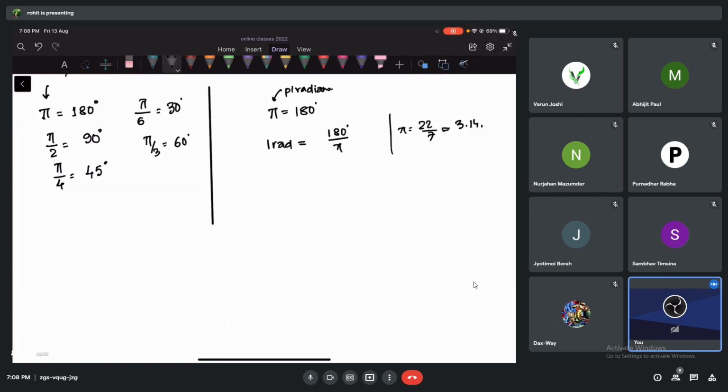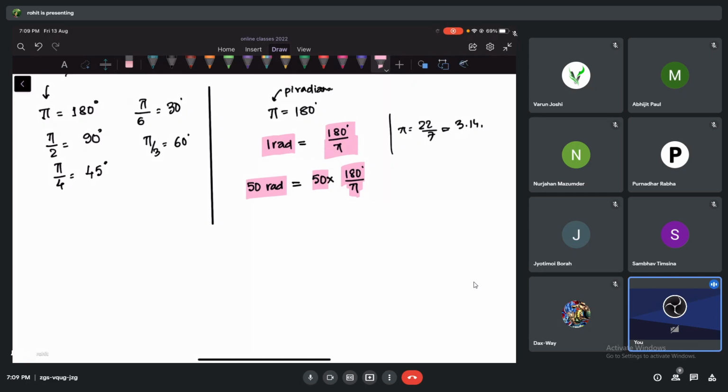Example I'll give you. If I ask you what is 50 radians, it's an angle, but equivalent to how many degrees? Your answer is 50 radians is equal to 50 times 180 degree by pi, because 1 radian is so much. 50 radians will be 50 times of this, right? So that's how you convert any amount of radians to degrees. Just multiply by 180 degree, divide by pi.